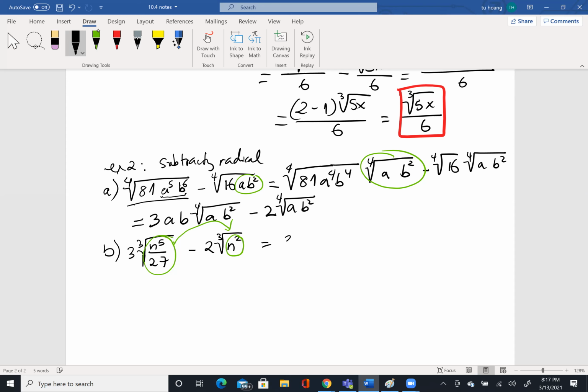So you have 3, right? Apply the quotient rule. You have cube root of n to power 5 divided by cube root of 27, and minus 2 cube root of n squared. So this guy, the cube root of 27, can be rewritten as 3.